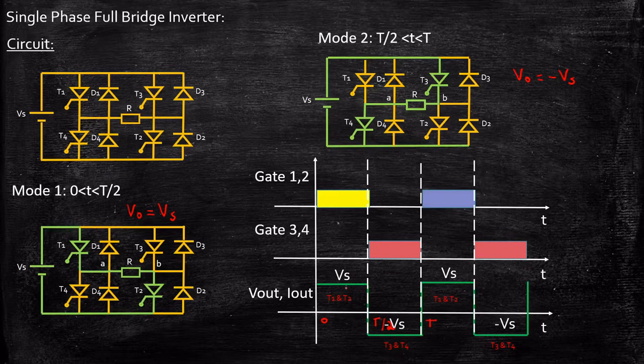The output voltage can be controlled by changing the value of the supply voltage Vs or by changing the range, that is in this case we triggered them from 0 to T by 2 and then T by 2 to T, isn't it? By varying the duration in which T1 and T2 are conducting and T3 and T4 are conducting, we can achieve a variable voltage, which is basically a PWM technique, which we will be taking a look at in the future videos. So for simpler analysis, this is how we can consider the operation. I hope this video gave you a clear understanding.